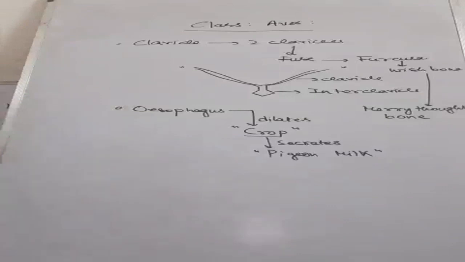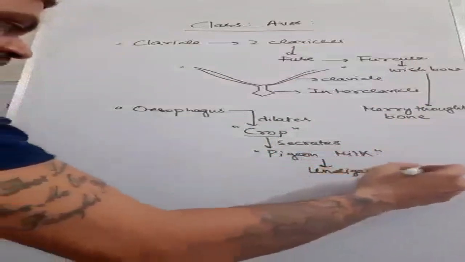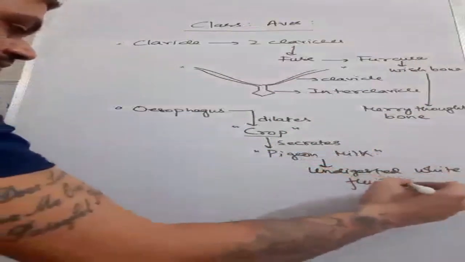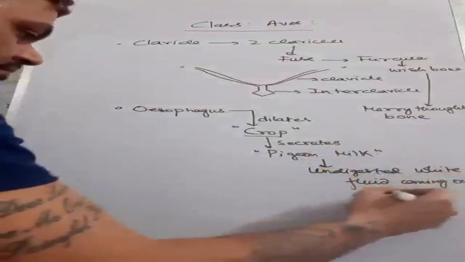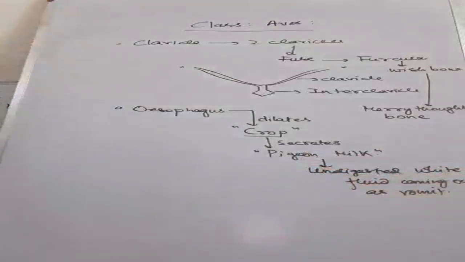But there is no mammary gland, so don't think that they have mammary glands and secrete milk. No, it is not. This pigeon milk is nothing but vomit. It is the undigested white fluid coming out as vomit, or emesis, as you can also call it. Emesis is another term used for vomiting.